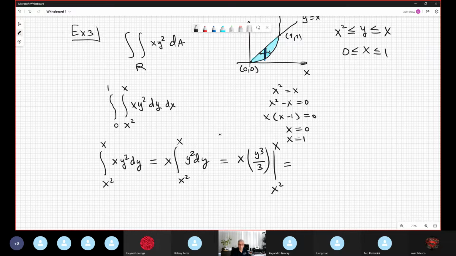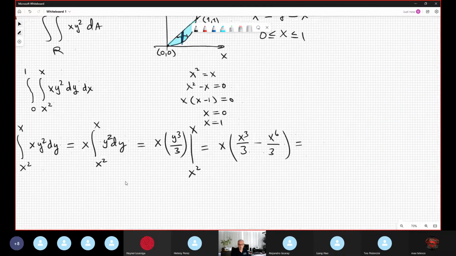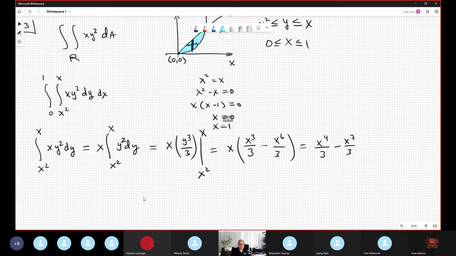Okay, so it is x cubed over 3 minus x to the 6, no? It's 6, right? Because it's a double exponent, multiplication 3. Actually, my function, you multiply, of course, x to the 4 power divided by 3 minus x to the 7 power divided by 3. Okay, no problem. I understand this. Now I did that part.